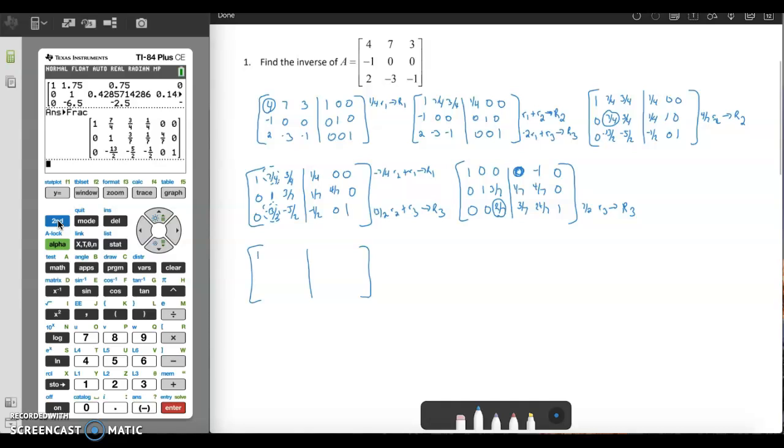Rows 1 and 2 are not changing yet, so I'm just going to copy those back down. Okay, and when I take this bottom row times 7 halves, I'll get 0, 0, and the 1 that I wanted. Then I'll have 3 halves, 13, and 7 halves.